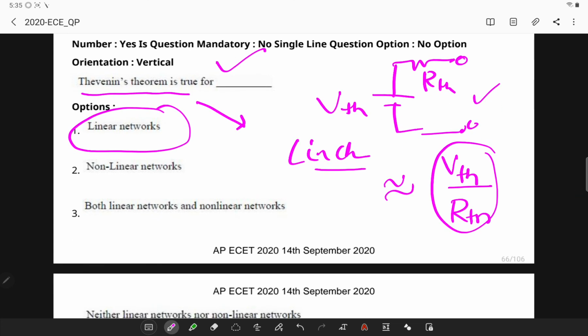So with this, the questions related to the concept of circuit theory are completed in the 2020 question paper.